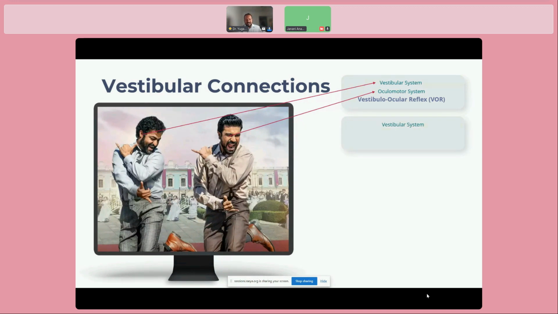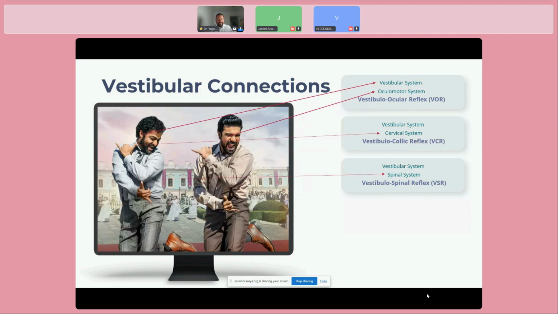If the vestibular system talks to the cervical system, basically your neck muscles and sensors, that is referred to as the vestibulocollic reflex system. And if the vestibular system talks to the spinal system, then that is the vestibulospinal reflex or vestibulospinal system. And we have more; the next one is the vestibular system with the cerebellum.